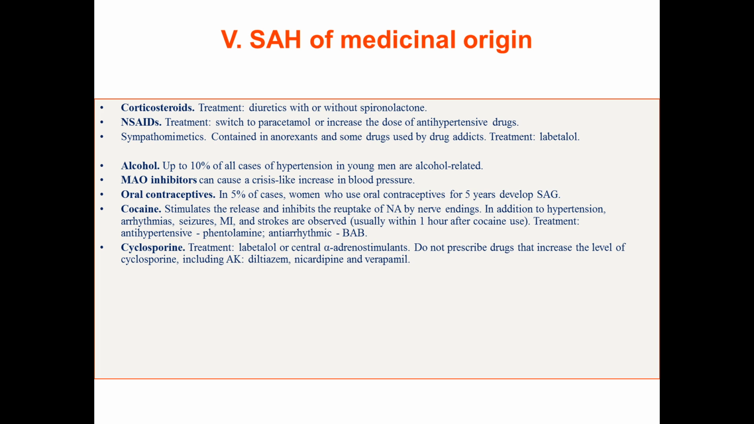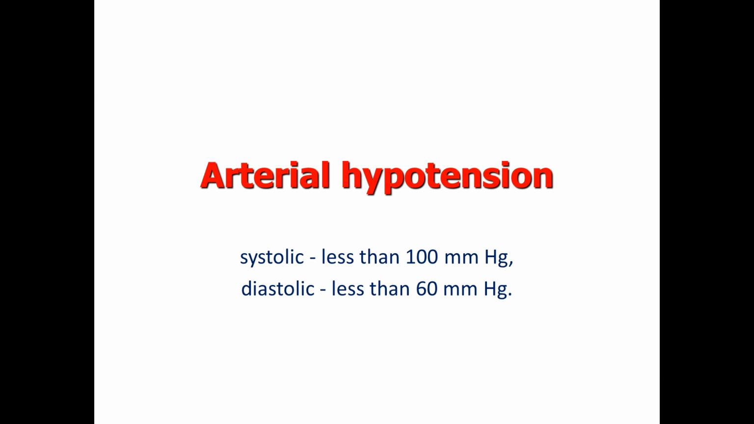Next type is drug-induced or medicine-induced secondary hypertension. Some medicines like corticosteroids, non-steroid anti-inflammatory drugs, alcohol, monoamine oxidase inhibitors, oral contraceptives, cocaine and cyclosporins may also cause increased pressure. For this, it's very necessary to take the history of taking these types of medicines, and if your patient has high pressure because of this, you should of course exclude these medicines.